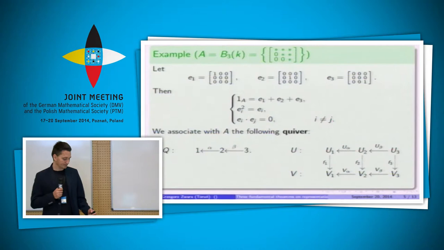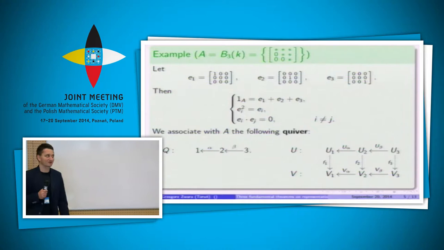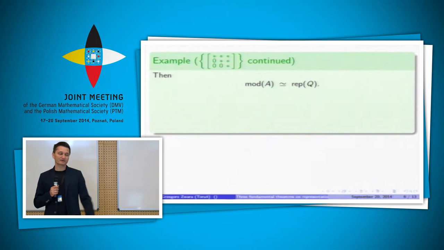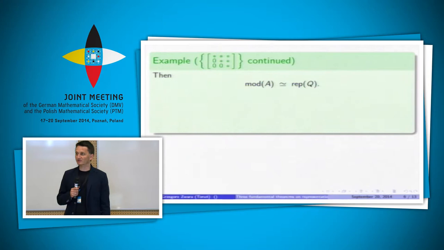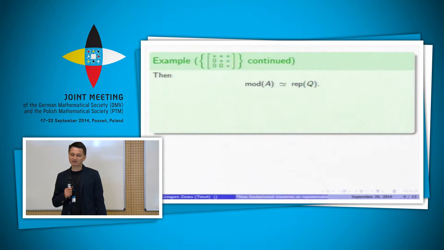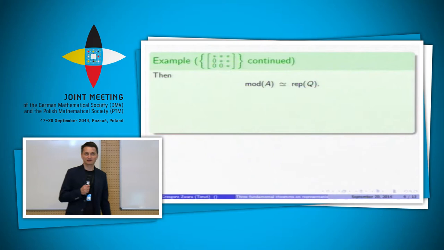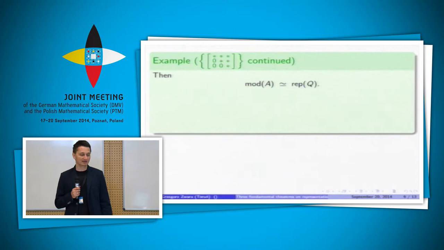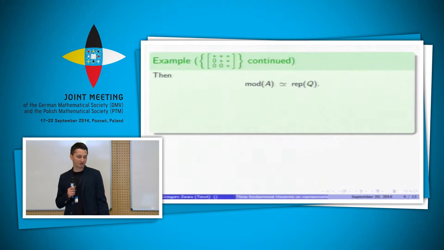So this is an abelian category, which behaves almost the same as the module category. And in our example, the module category is equivalent to the category of representations over this quiver. Working with representations of quivers is usually much easier. We consider vector spaces of smaller dimension, matrices of smaller size, and it's a special case of a more general phenomenon.